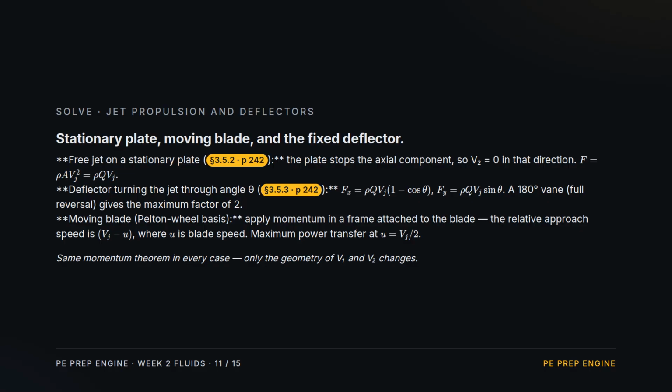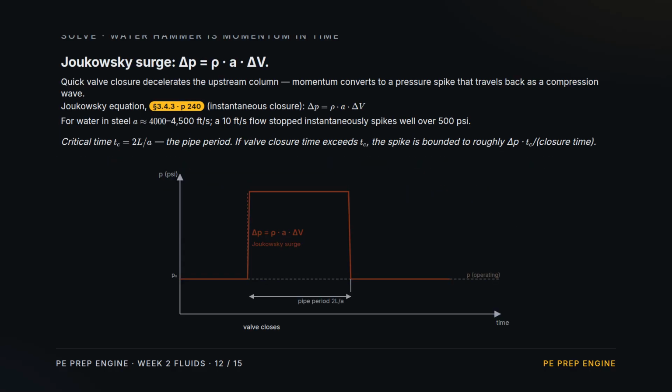For a moving blade like a Pelton bucket, apply momentum in a frame on the blade. The relative approach speed is V jet minus U, and peak power transfer is at U equal to half the jet speed. Switch from steady flow to a transient. When a valve closes quickly, the upstream column must decelerate fast, and its momentum converts to a pressure spike that travels back as a compression wave.